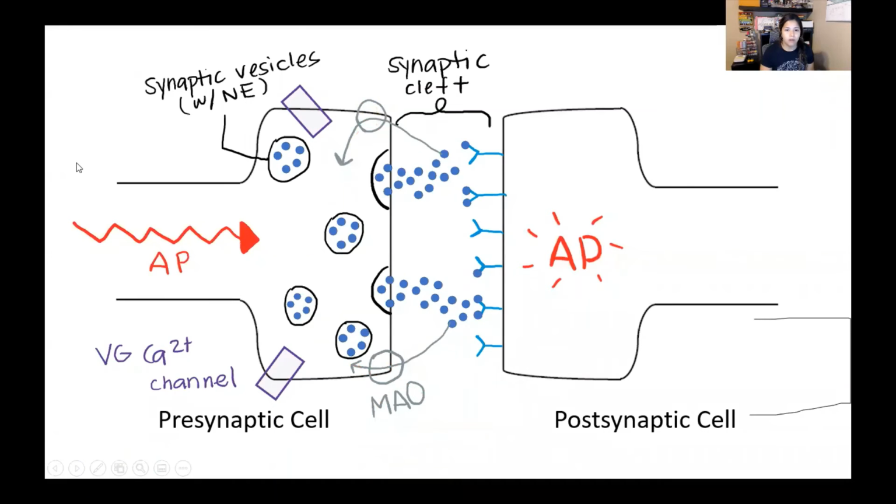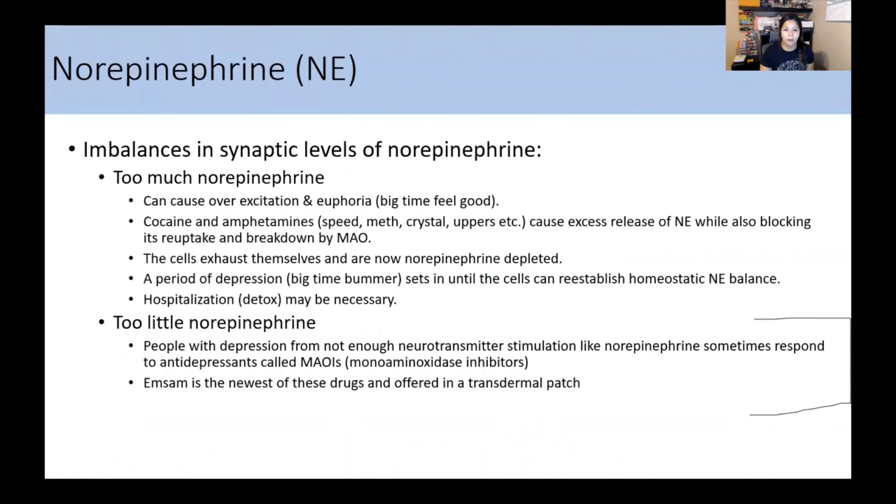Selegiline is one of the newer drugs that's offered as an MAOI, and we have it as a transdermal patch that can help with depression in that way. So that's if we have too little norepinephrine.